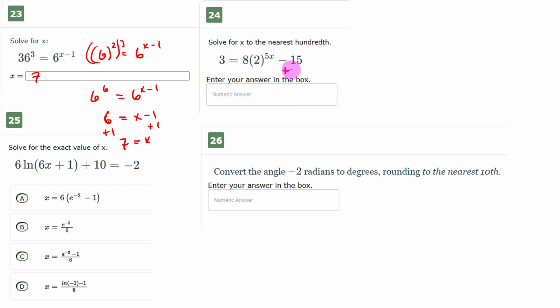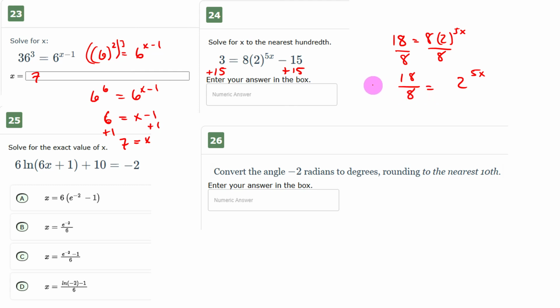Okay, here I'm going to add 15 and get 18 equals 8 times 2 to the 5x. We divide by 8. Just leave it like that. 18 over 8 equals 2 to the 5x.